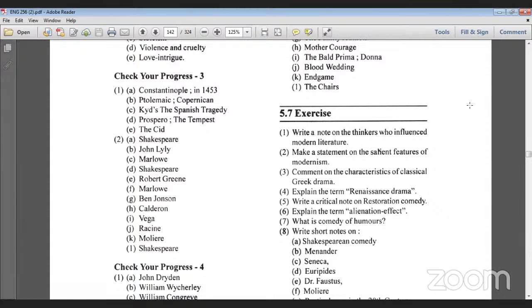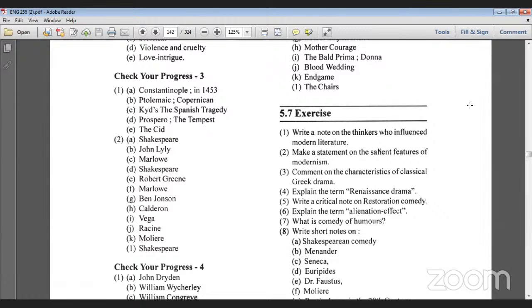Okay, mostly modernism, questions are asked on it. Comment on the characteristics of classical Greek drama. That is, what we saw at the beginning on page number 103. And then explain the term Renaissance drama. This much is asked in the exam. Okay, at least it is asked. Not much deep study; this much preparation we have to do according to the exam point of view.